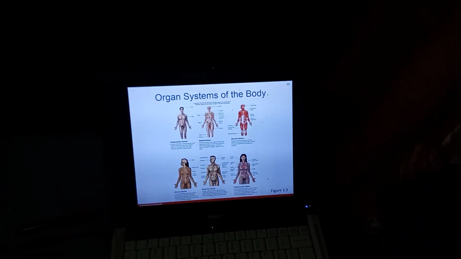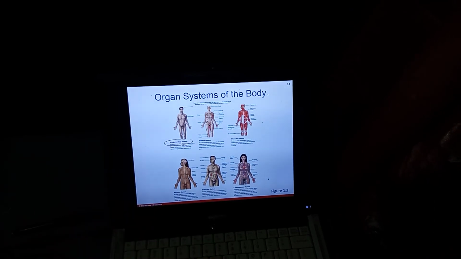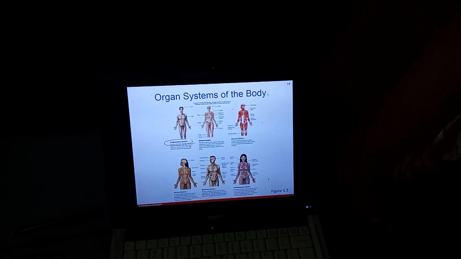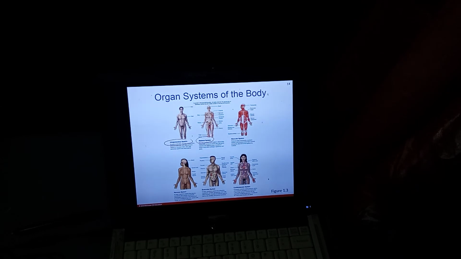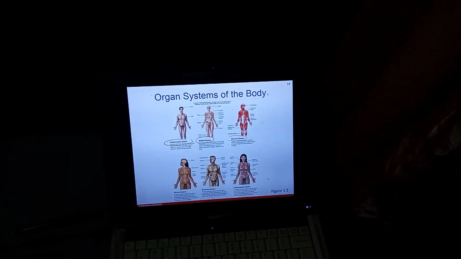Pag tapos na tayo sa cells, we will start with the integumentary system, which provides protection, regulates your temperature, prevents water loss, and helps produce vitamin D. So, it includes your hair, your skin, and then your skeletal system. It serves as protection and support. It includes your skull, your clavicle, your femur, your radius, your pelvis, your tibia, and so forth. Your muscular system produces body movement.